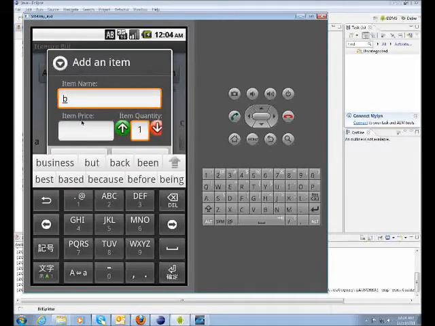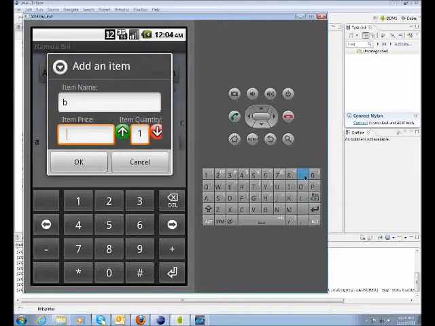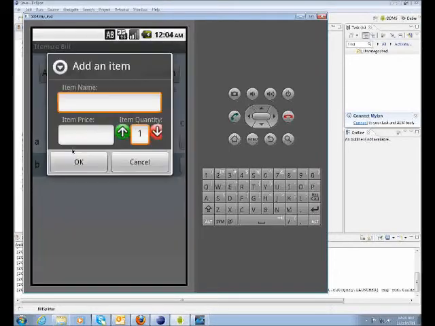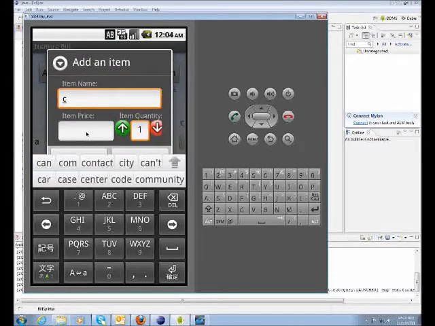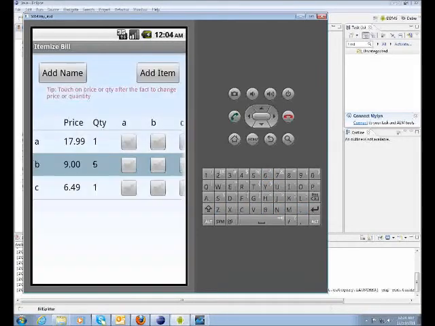Obviously on your phone you would spell this out. Don't have to, but. And we'll say that a pitcher of beer is $9. And between the four of you, you went through 5 pitchers. Let's say that you also had an appetizer. And we'll put that as letter C, and the appetizer was $6.49. Okay, so that's enough for now to give you an idea.